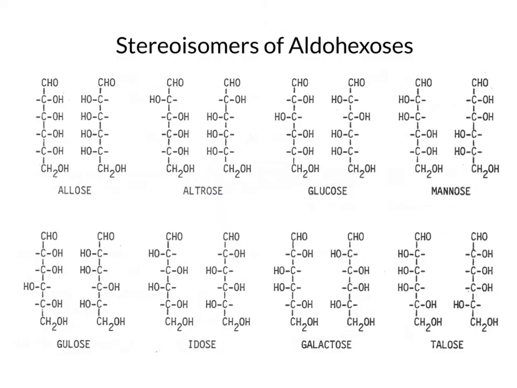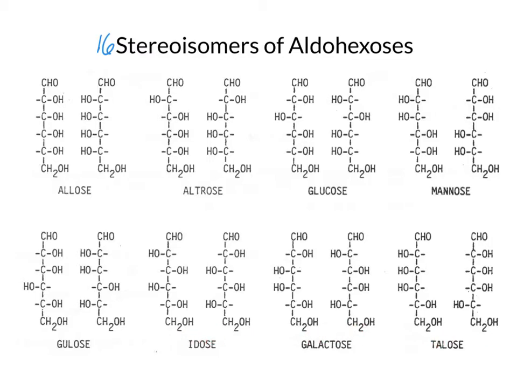And here we have all 16 aldohexoses. What I'd like to do first is count how many pairs there are. So notice that there are 8 pairs. So these two are matched, these two are matched, these two are matched, these two are matched, these two are matched, these two are matched, these two are matched, and these two are matched.